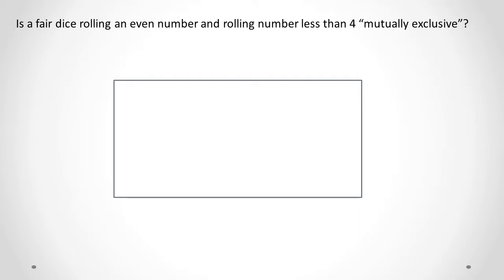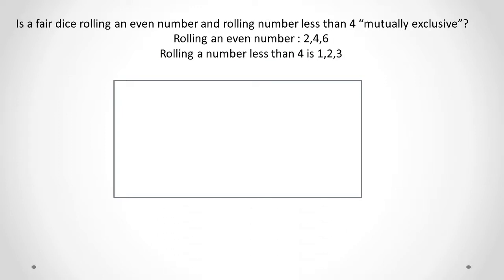Let us take another example to improve our understanding. Is a fair dice rolling an even number and rolling a number less than 4 mutually exclusive? A fair dice is a dice that doesn't have any outcome repeated more than once. In a 6-sided dice, the possible outcomes are 1, 2, 3, 4, 5, or 6. Rolling an even number has possible outcomes 2, 4, and 6, while rolling a number less than 4 has possible outcomes 1, 2, 3. We will use a Venn diagram in order to show our understanding.